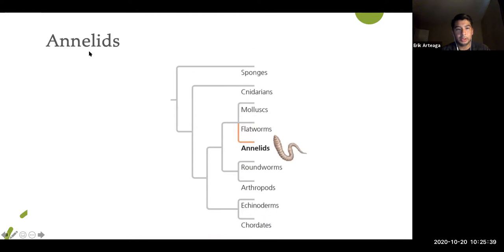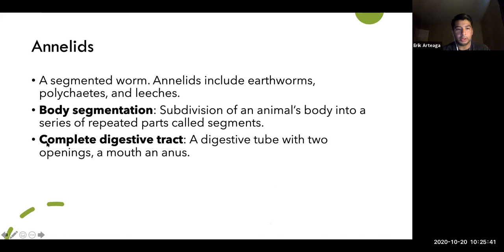All right. So annelids. So a segmented worm, annelids include earthworms, polychaetes, and leeches. Okay. So body segmentation, so subdivision of animal's body into a series of repeated parts called segments. Complete digestive tract, a digestive tube with two openings in mouth and anus. Okay.